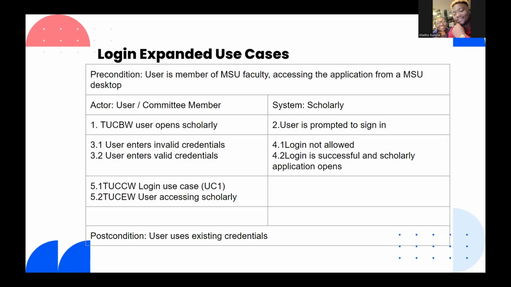It also follows the order that this use case begins with the user opening Scholarly. Then the user is prompted to sign in. The user then enters valid or invalid credentials, to which either a login is allowed or not allowed. And if a login is not allowed, then the use case will continue back at step one, as the user will then have to log in again and enter valid credentials. Otherwise, the use case just ends with the user accessing the Scholarly application.